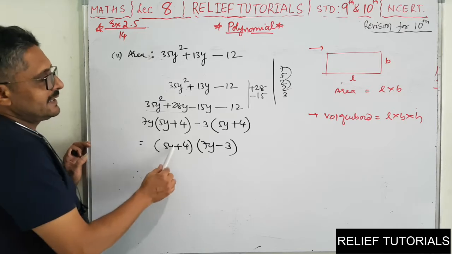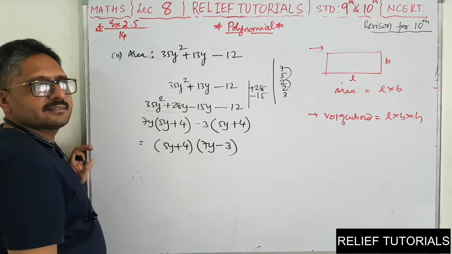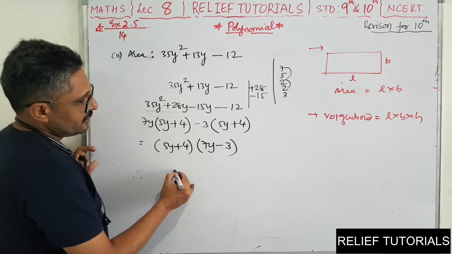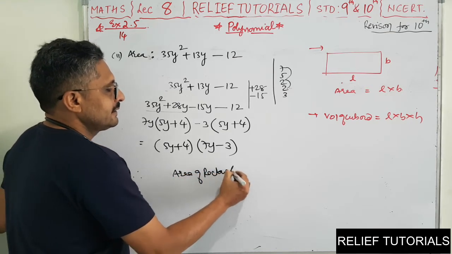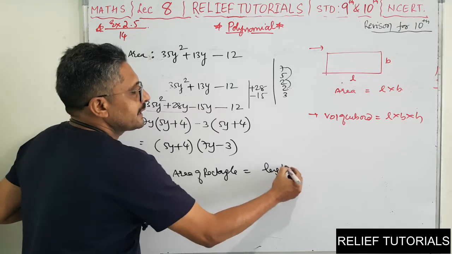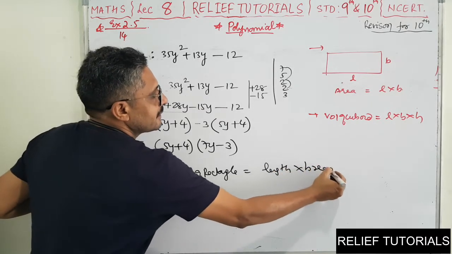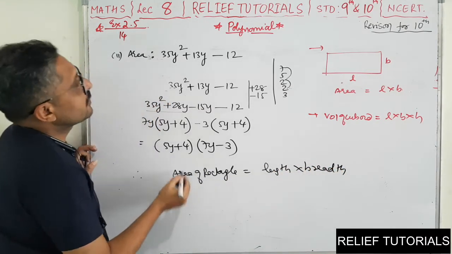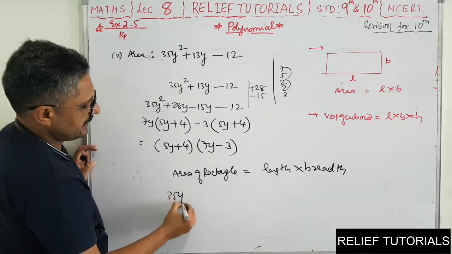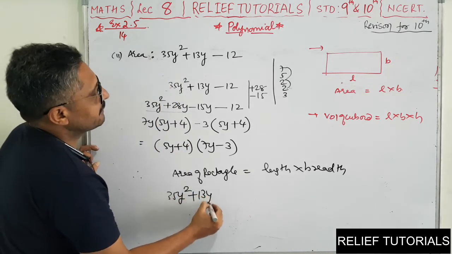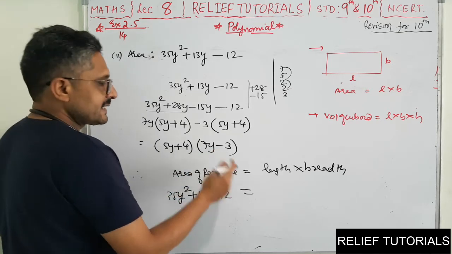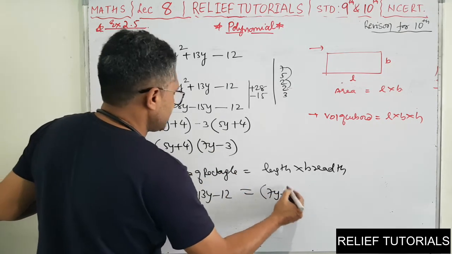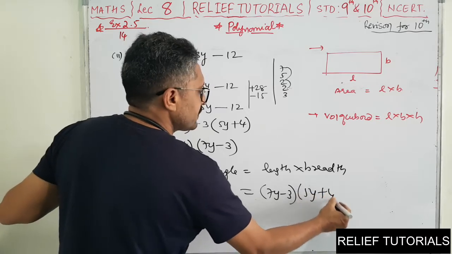So, one is length, one is breadth. Clear? So, area of rectangle, you know, area of rectangle is equal to length into breadth. So, area is given: 35y² + 13y − 12 is equal to length into breadth. Any one you will take as length, whatever. 7y − 3 and 5y + 4.